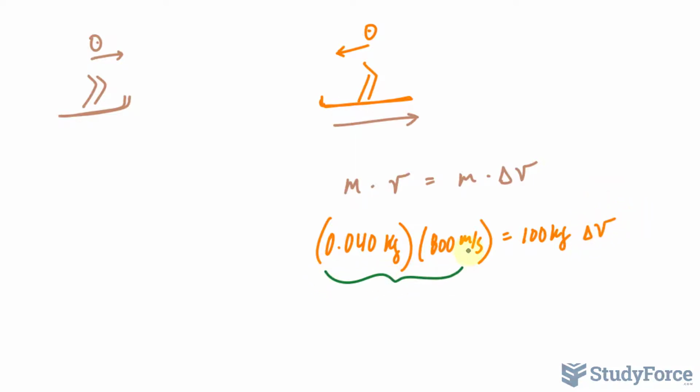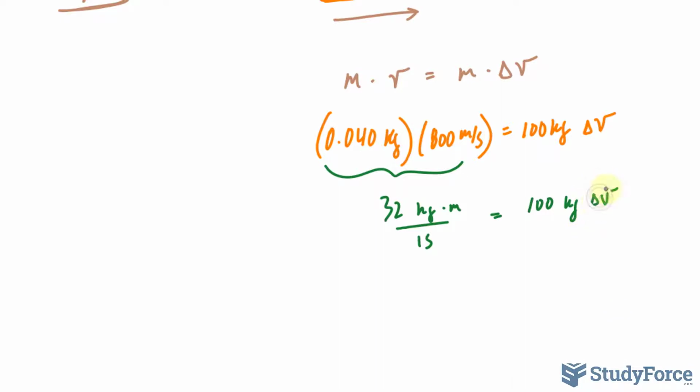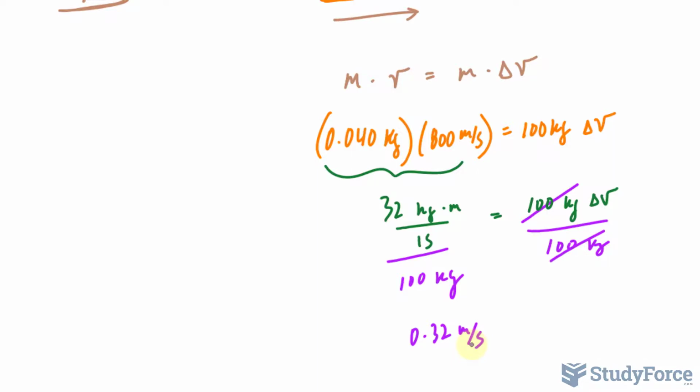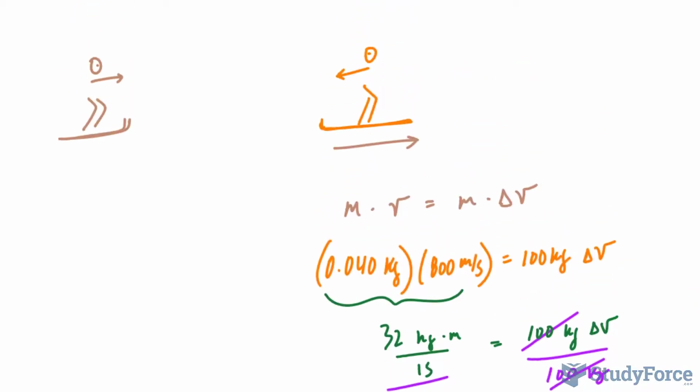Multiplying these two out, you should end up with 32 kilograms times meters per every 1 second. And we still have 100 kilograms times delta v on the right side. Next, if we want to isolate for delta v, we divide both sides by 100 kilograms. That cancels out. And as a result, we're left with 32 divided by 100, which is 0.32 meters per second. This means that every time James Bond shoots a bullet, his velocity changes by 0.32 meters per second.